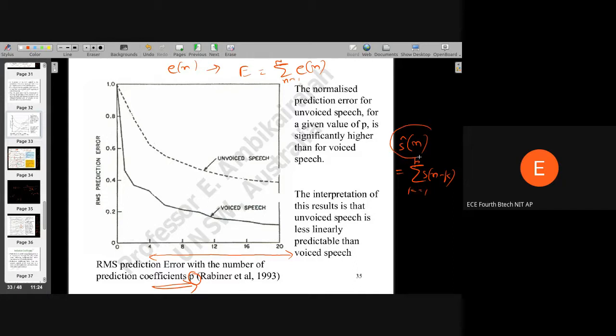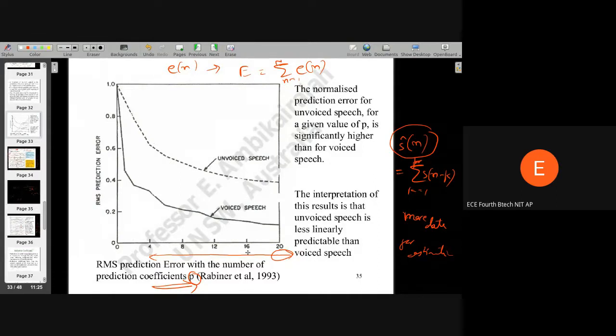So your current sample estimate, if you keep increasing p, is affected by a large number of previous samples. So if you take more, indirectly you are taking more data for estimation. In that case, you will always find that your error will decrease. You see the error is decreasing as you increase the number of coefficients. But that does not mean your analysis will give you correct results, because you saw that spurious vocal tract resonances are coming up.